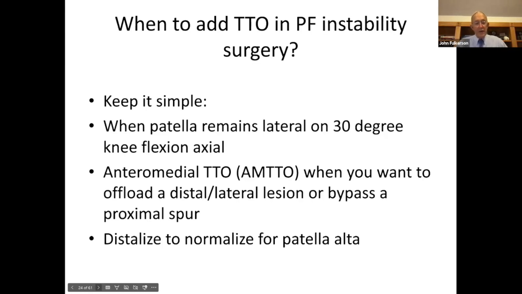I agree with Dr. Sherman's approach. He has a method now and instrumentation to make this more stable, more reliable. And I think that's something we all need to look at also. But one way or the other, distalization is powerful. It helps to bypass the spur and it helps to get the patella to be more stable. What it really does is it advances the patella.